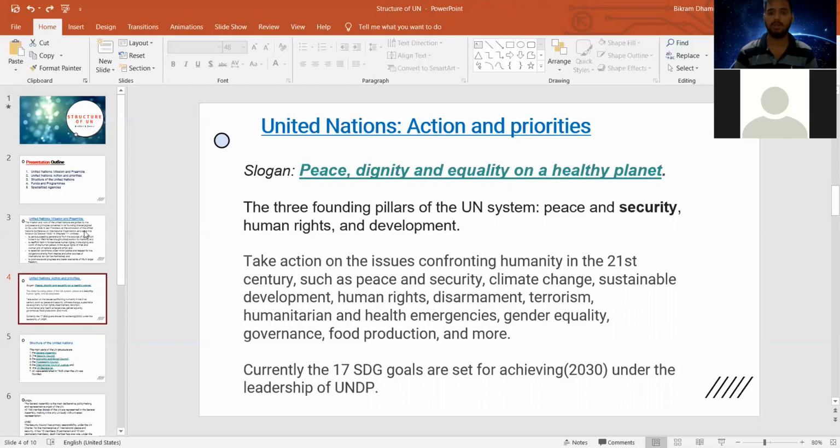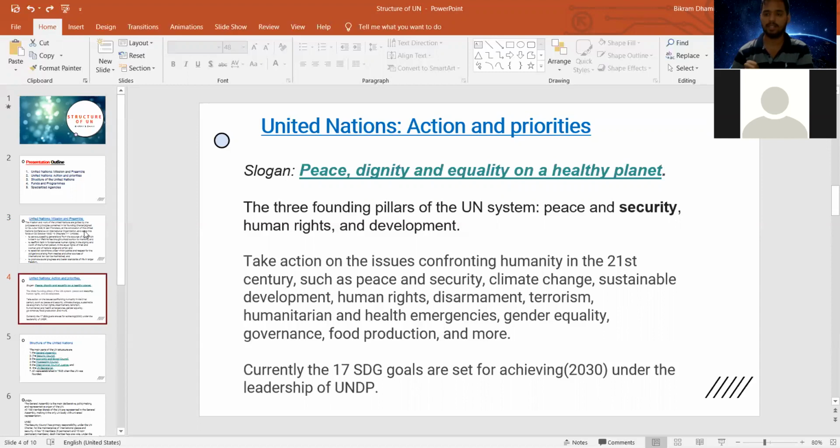In the sense of development in communities, societies, states, or nations, the United Nations also takes action on the issues confronting humanity in the 21st century, such as peace, security, climate change, sustainable development, human rights, disarmament, terrorism, humanitarian and health emergencies, gender equality, governance, food production, and many more such issues. So you can easily understand that the United Nations takes action on these types of issues.